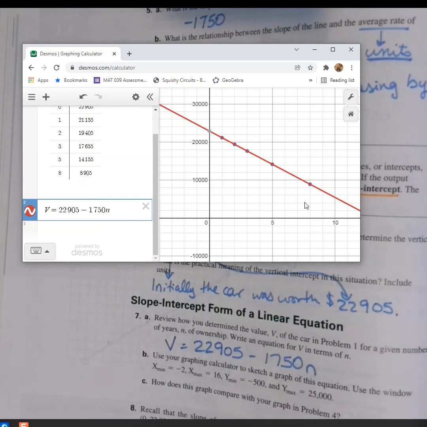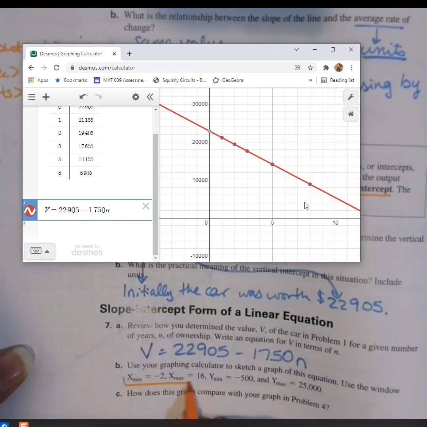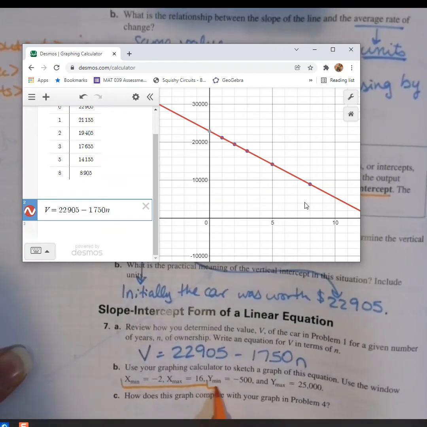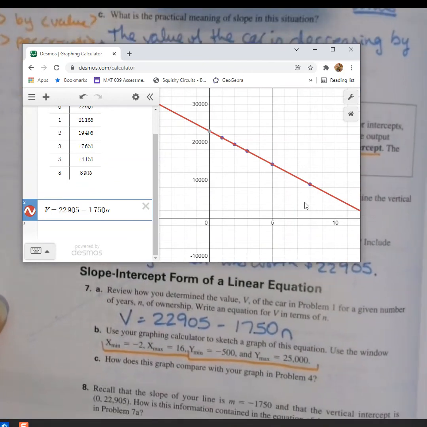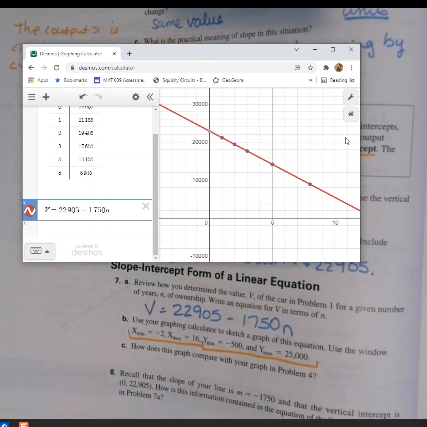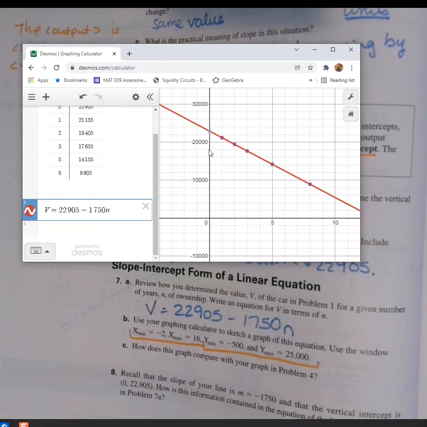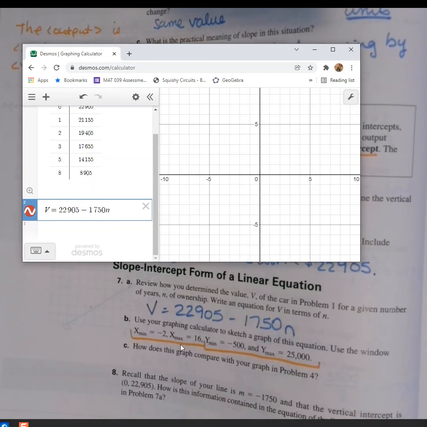Now, this stuff down here in the book, this X min, X max, and Y min, Y max, is help on how to set up your window. I didn't need it this time because I had already typed in the window and done zoom fit to be able to see the data. But if I had been in the home window, I would not have seen anything had I entered this. So they're giving us a little bit of help here to scale our window.